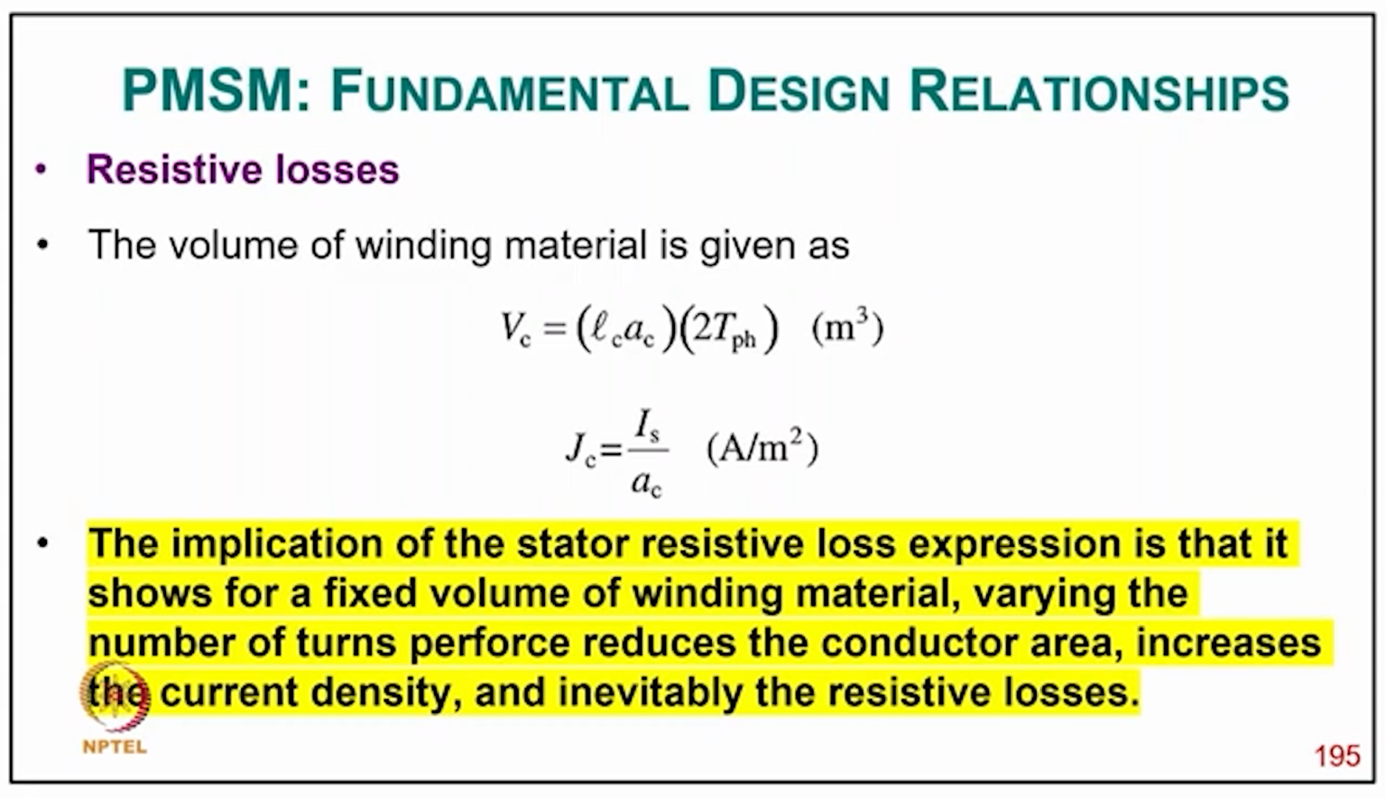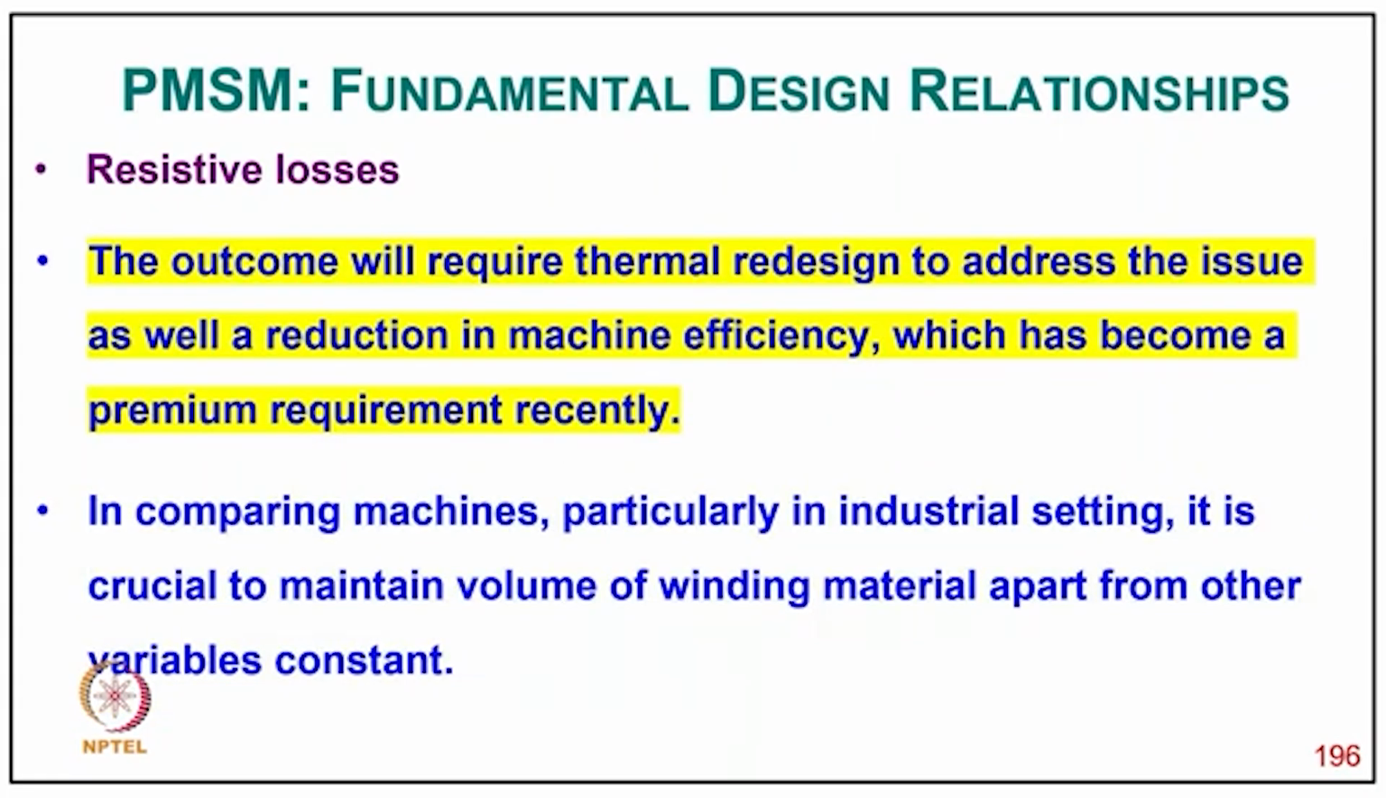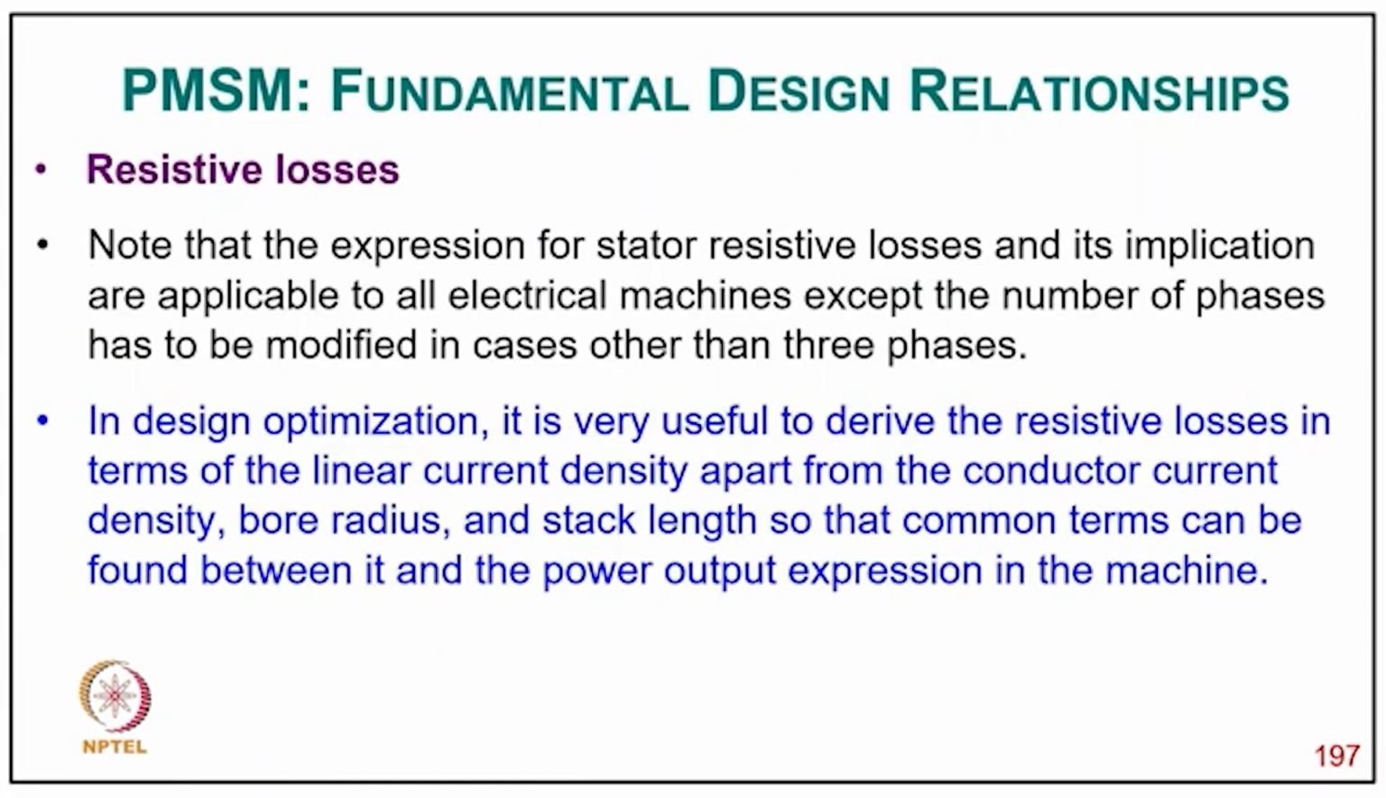The implication of the stator resistive loss expression is that for a fixed volume of winding material, varying the number of turns per phase reduces the conductor area, increases the current density, and inevitably the resistive losses. The outcome will require thermal redesign to address the issue, as well as a reduction in the machine efficiency, which has become a premium requirement recently. So, in comparing machines, particularly in an industrial setting, it is crucial to maintain the volume of winding material, apart from the other variables, constant. Note that the expression for stator resistive losses and its implications are applicable to all electrical machines, except the number of phases has to be modified in the case of machines other than three phase.